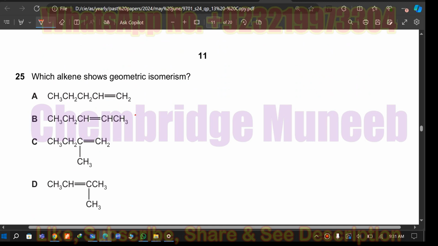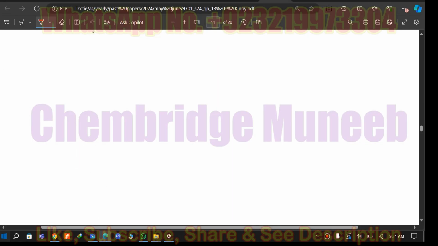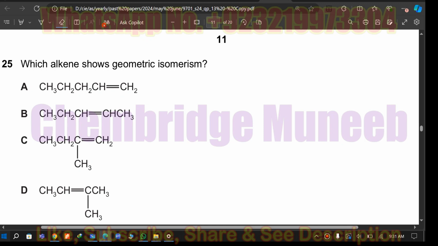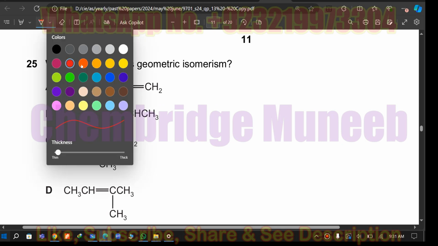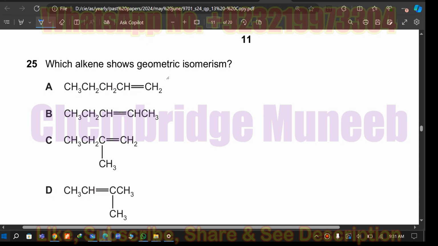This question is part of the organic chemistry. So the questions of the organic chemistry start purely from here. It says which alkane shows geometric isomerism. Okay, we need to have a displayed formula or structural formula of this compound to find the right answer. The cis geometric isomerism means it is a cis trans isomerism, and we have to look at all the molecules here.